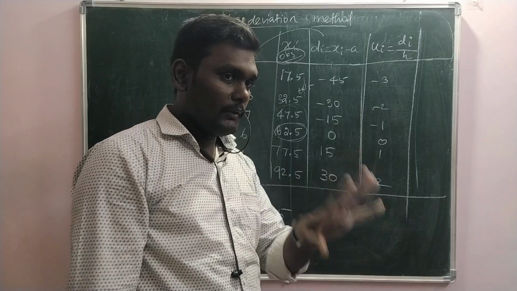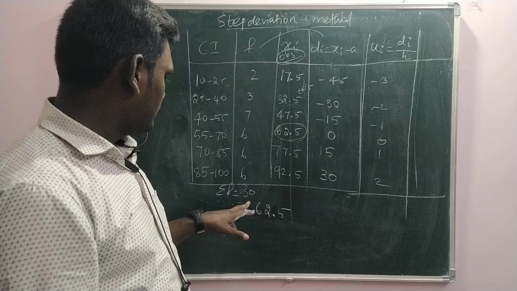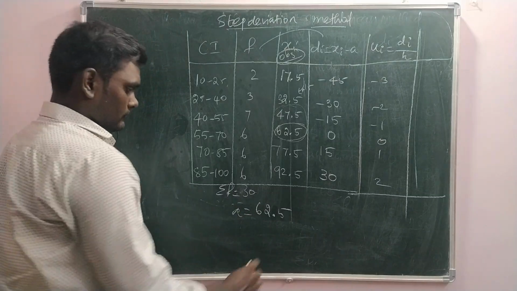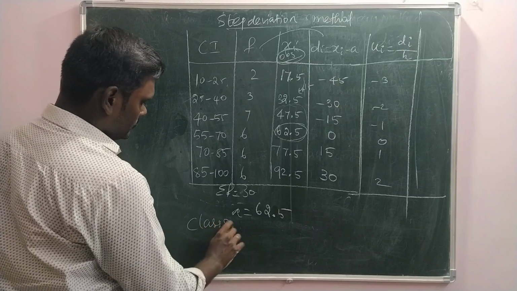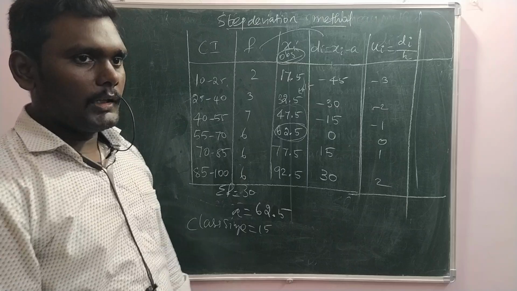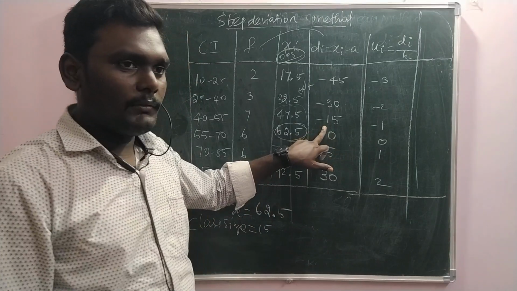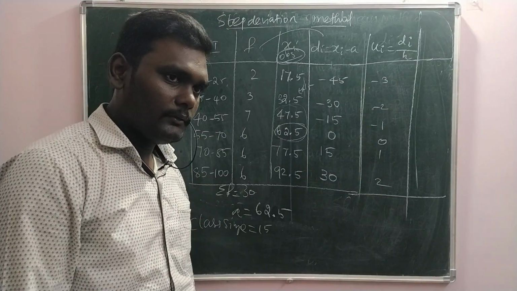Don't get confused. h is 15. We have the class size 15. When you divide this by 15, what will come? Minus 1. This is minus 2. That is minus 3.